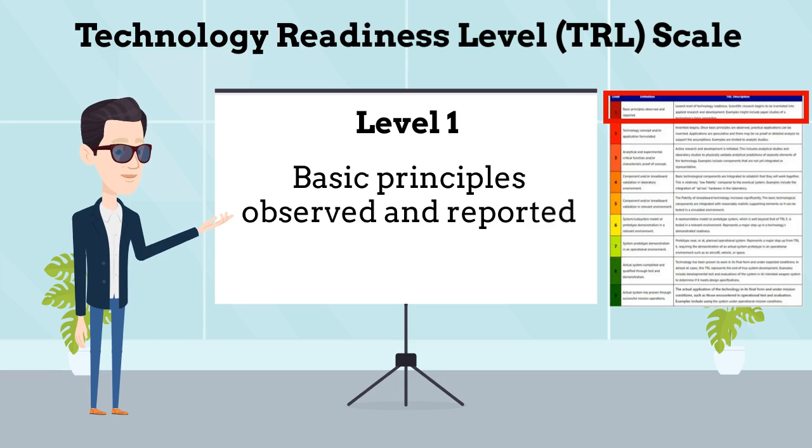Level 1 is basic principles observed and reported. Level 1 is described as the lowest level of technology readiness. Scientific research begins to be translated into applied research and development. Examples might include paper studies of a technology's basic properties.